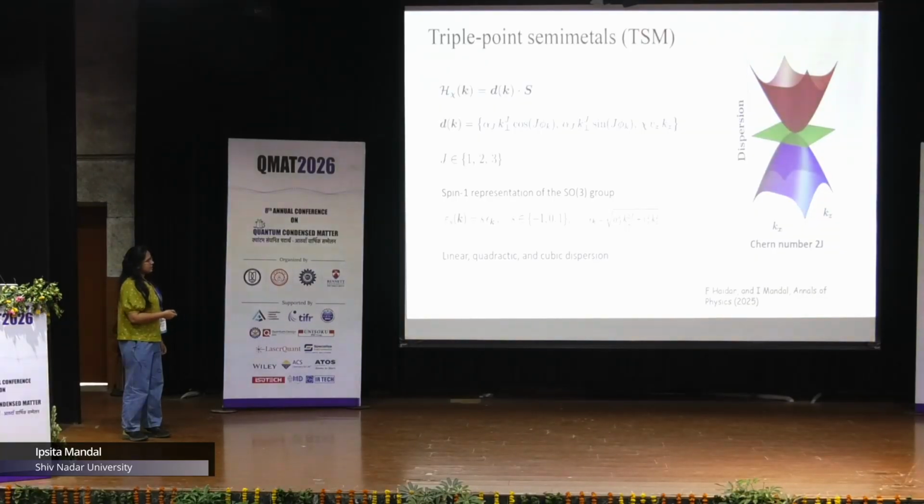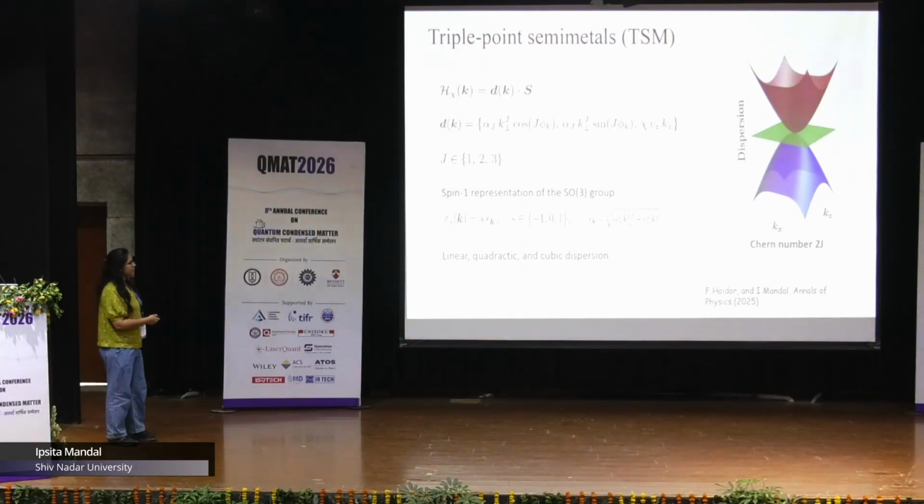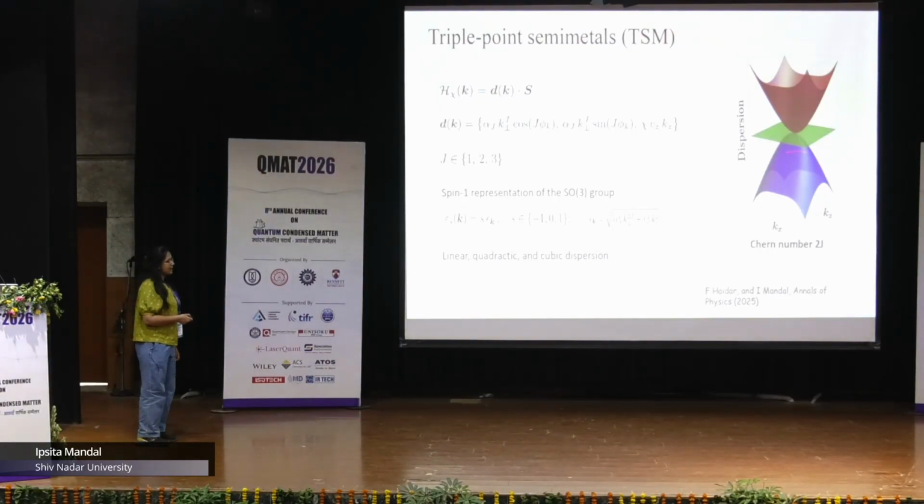Because of the crystal symmetry, the Hamiltonian is a D dot S kind of Hamiltonian, which is the generalized form of Weyl Hamiltonians, and like we can have multi-Weyl semimetals, here we also have multi triple point semimetals. So this parameter J can have 1, 2 and 3 values, and depending on the value of J, we can have linear, quadratic as well as cubic dispersion. Here I have shown the dispersion for J equal to 2, which is the quadratic case, and there is a flat band as well which has Chern number 0, and the magnitude of Chern number for the two dispersive bands is 2J.